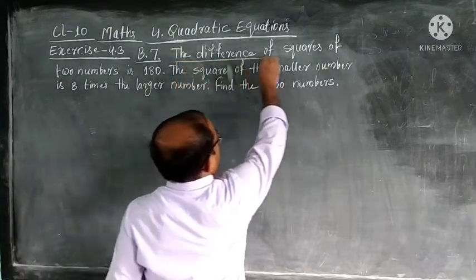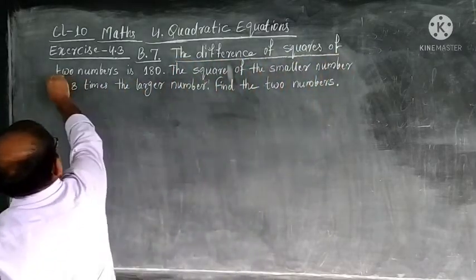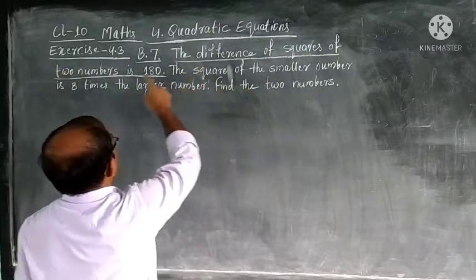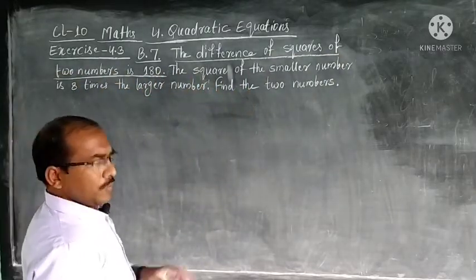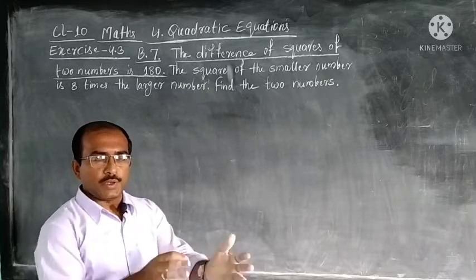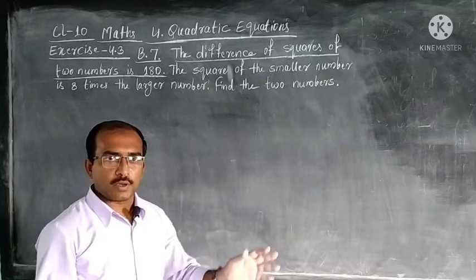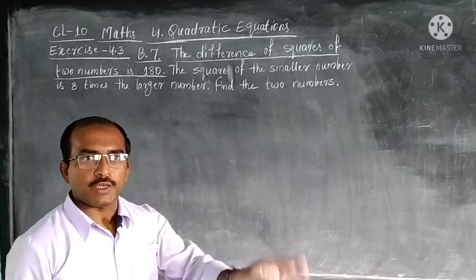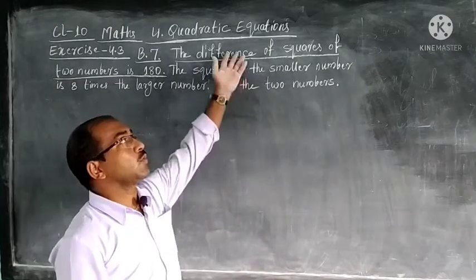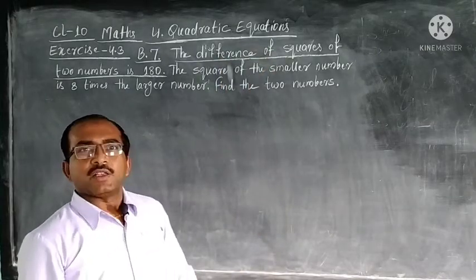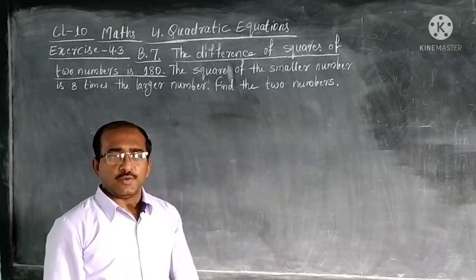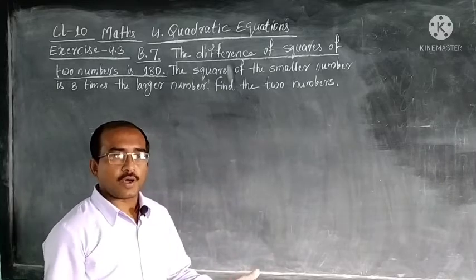So, first we find the difference of squares of two numbers? We need to know something about what the two numbers are, then only can we find the difference or sum or product. We know nothing about those two numbers. So, how can we go on with the difference of squares? Let us try to know something about those two numbers.